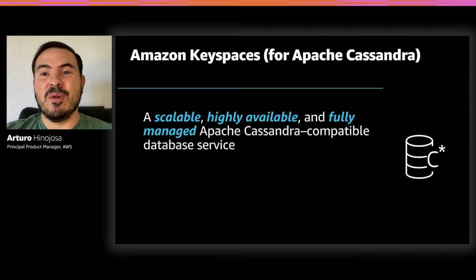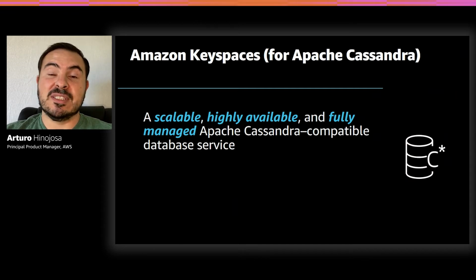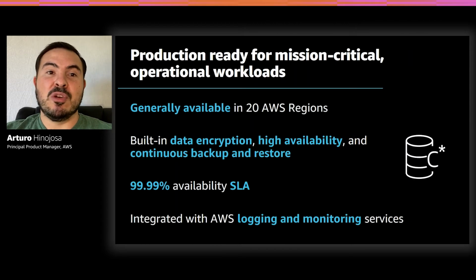We built a scalable, highly available, and fully managed Apache Cassandra compatible database service. Keyspaces is production ready for mission critical operational workloads today. It's generally available in 20 AWS regions. We've offered a lot of built-in enterprise features such as backup and restore, data encryption. It's also deployed in a highly available configuration by default. We also offer a 4 nines availability SLA within an AWS region for the service.